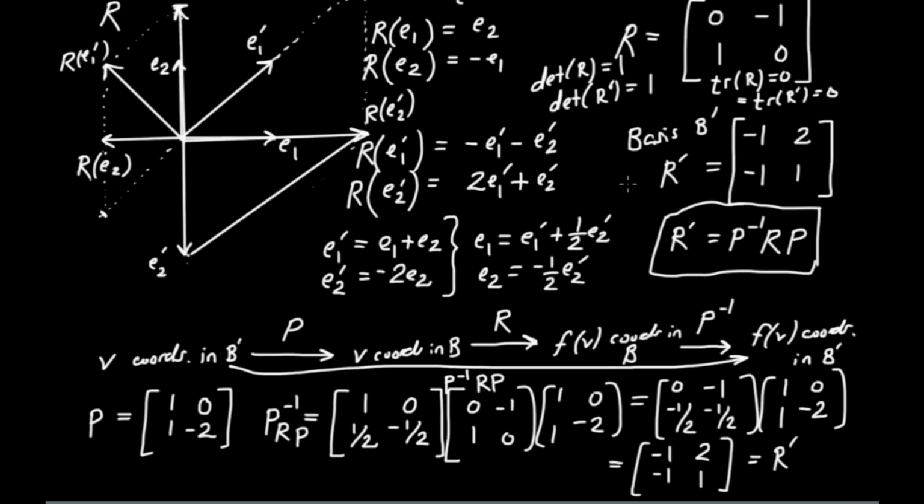Now that's also not a coincidence. The trace is another invariant of a linear transformation. Why this is invariant is also an interesting reason. I won't go into the details in this video, but it has to do with the eigenvalues. The eigenvalues do not change depending upon your choice of basis.